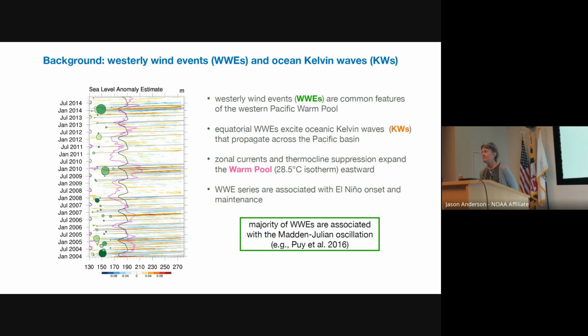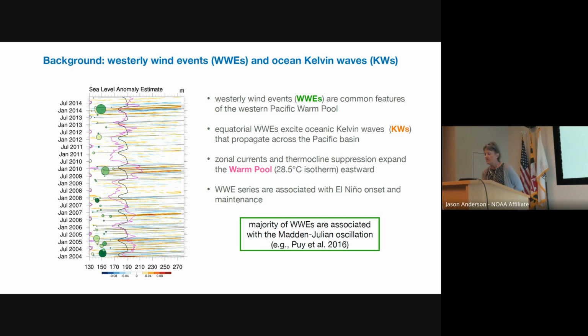This is important because the westerly wind bursts, the Kelvin waves, and the zonal currents that are forced by the wind bursts all participate in some of the zonal migration and eastward expansion of the warm pool, which has been associated with both the onset and the maintenance of El Nino conditions.